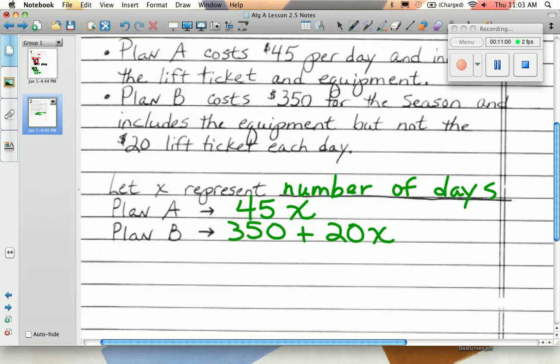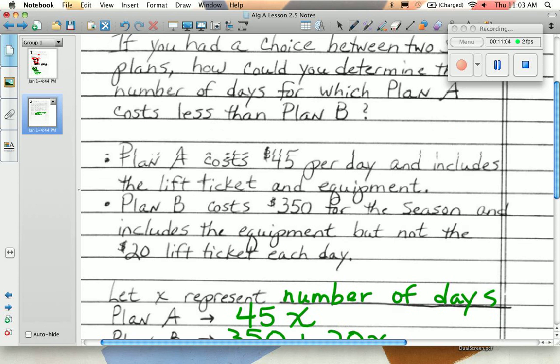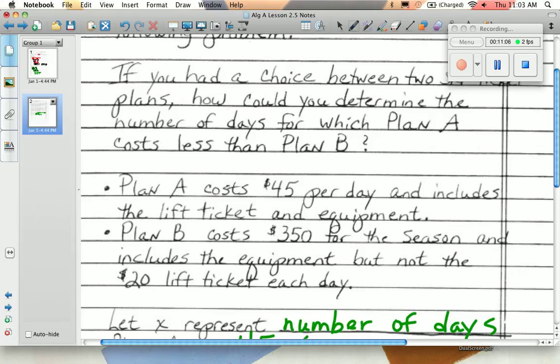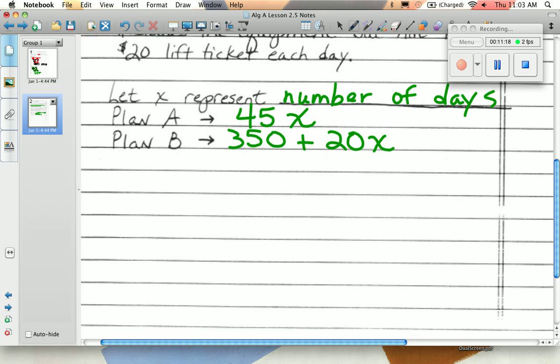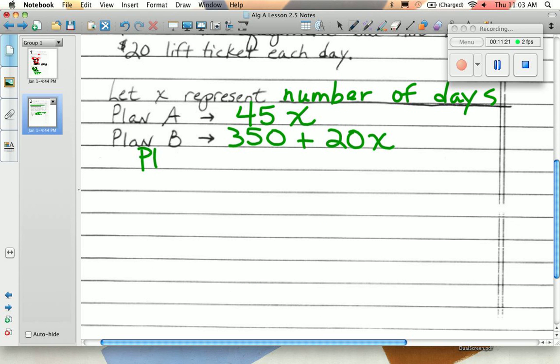Okay, now we'll go back to the question that was asked. We're going to solve for the number of days for which Plan A costs less than Plan B. Plan A is less than Plan B. So let's write that down here. Plan A is less than Plan B.